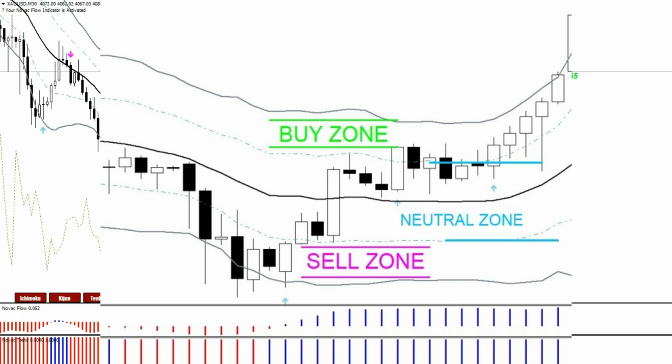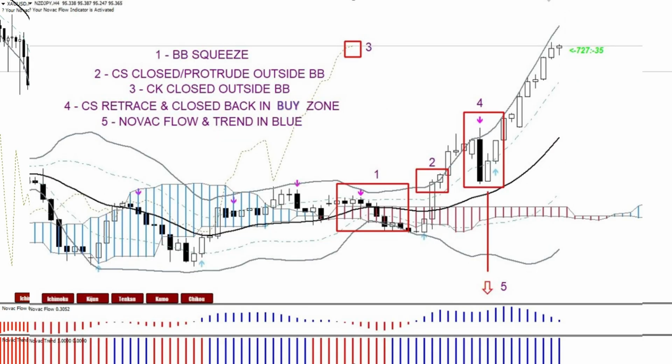Okay, and then for the buy SOP, number one, Bollinger Band squeeze. So look for that. Number two, candlestick close or protrude outside Bollinger Band. Number three, Chikou span close outside Bollinger Band. Okay. Number four, candlestick retrace and close back in buy zone. Novak flow and trend is in blue. So for you to do a buy.